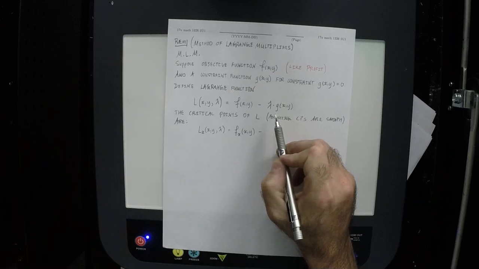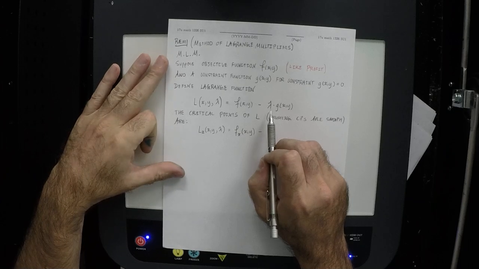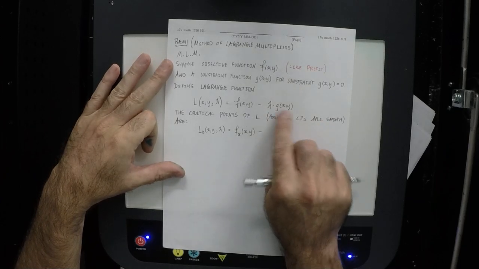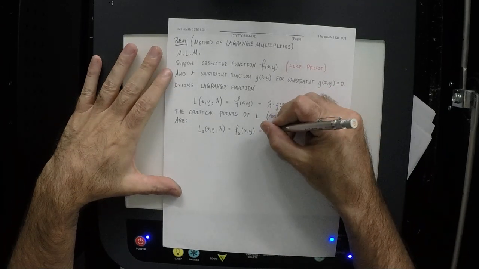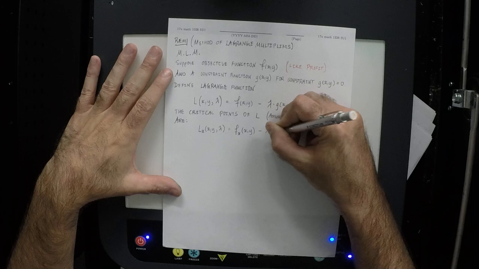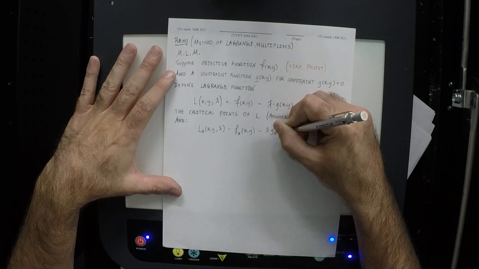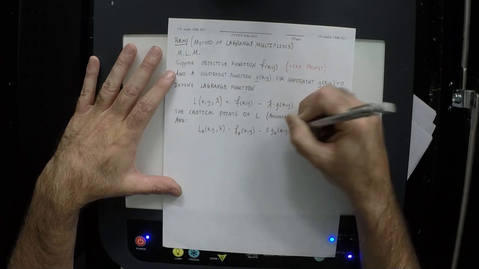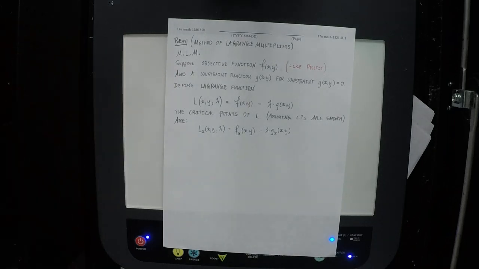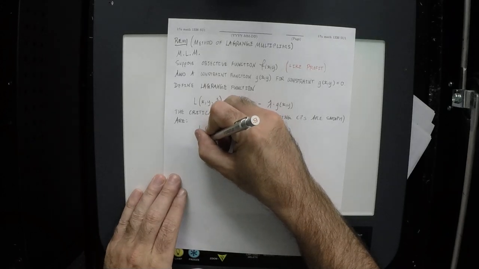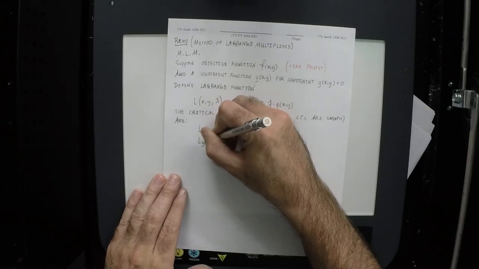I don't understand what you mean by that. So lambda, in particular, because we're computing the x partial, lambda is just a constant. So you can imagine for the moment that lambda is like a 5. So it would be lambda times the x partial of g, because the lambda is just a constant. Okay, what is the y partial of the Lagrange function?